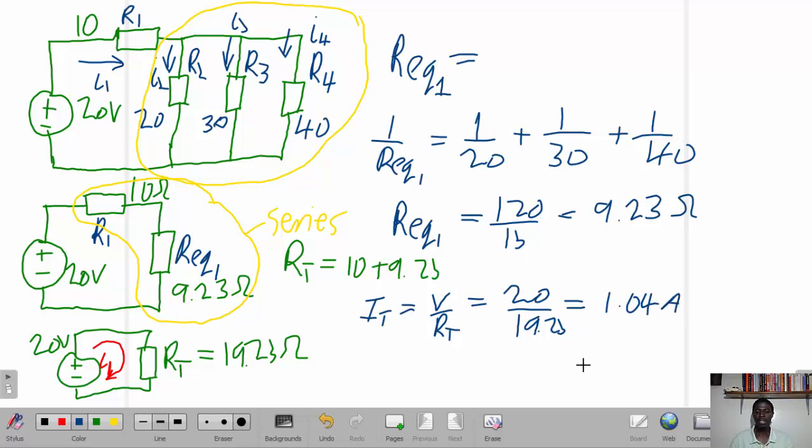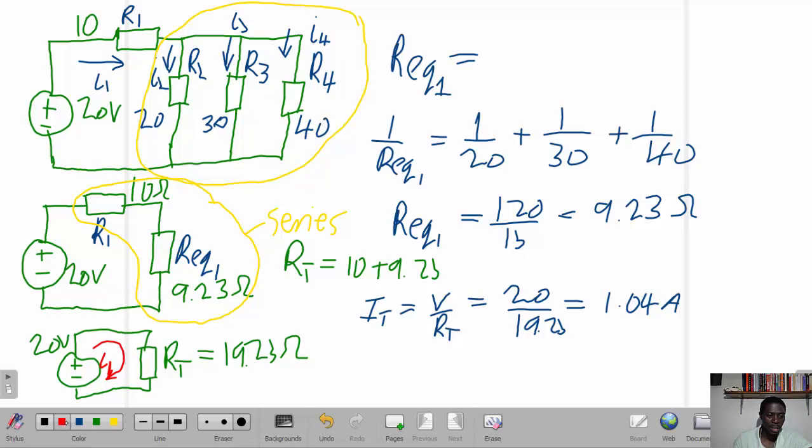This gives us a value of 1.04 amps. So having found that, since we have found the total current in the circuit, that is the same current that flows through resistor 1, and that is the same current that flows through the Req1, because these two resistances are in series. And if you remember, series resistances have the same current flowing through them. So therefore, we are able to quickly determine the voltage across these resistors.